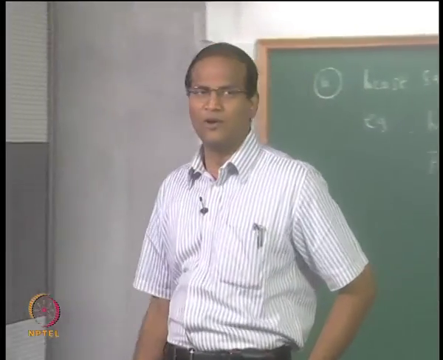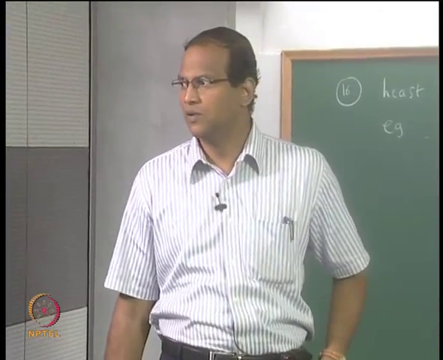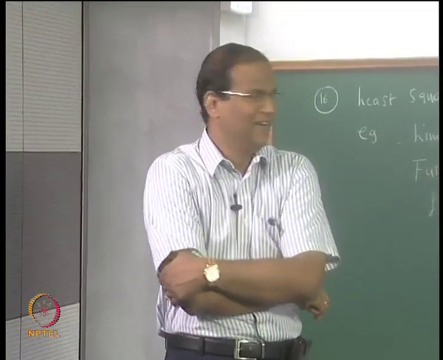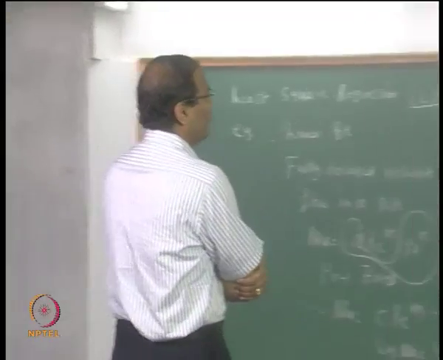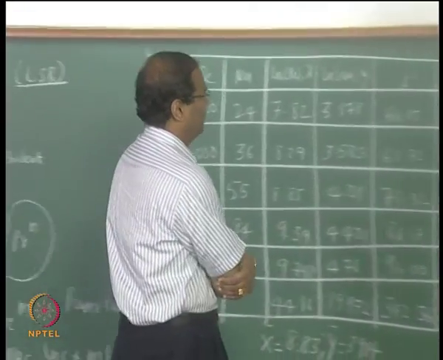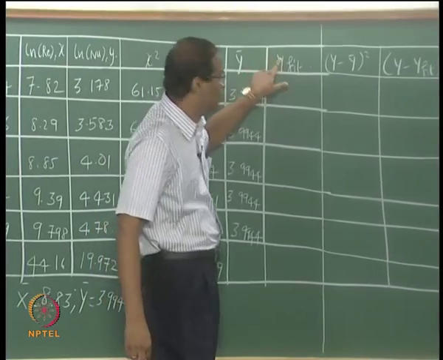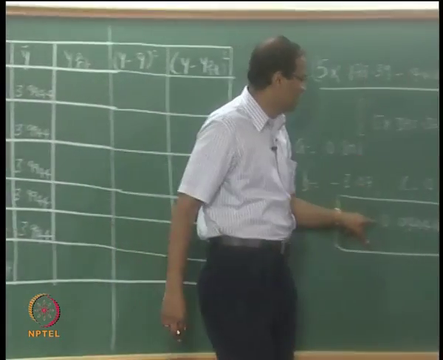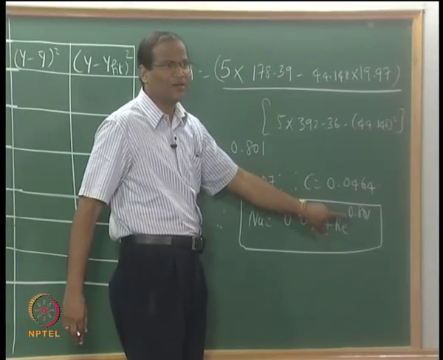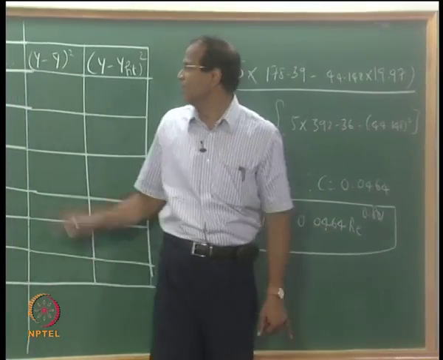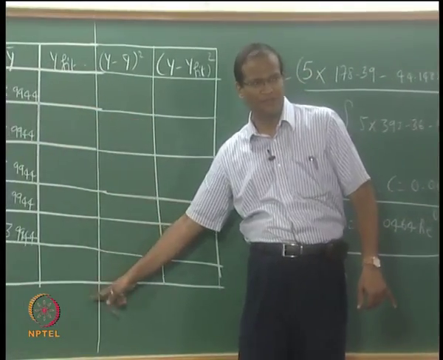Okay, so I put 2 more columns. Why did I do that? To find the goodness of the fit or the absence of it, whatever, right. So now I want to do y fit. I want to calculate y fit. In order to calculate y fit, what I will do is, for each data point I will substitute the value of Reynolds number, raise it to the power of 0.801, multiply by 0.0464 and write out this column. Can you do that?